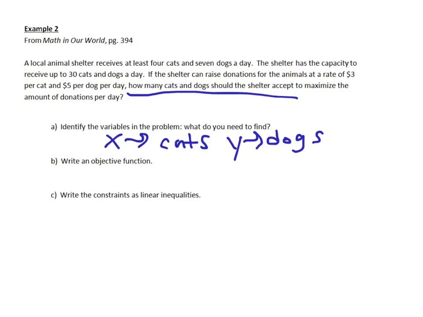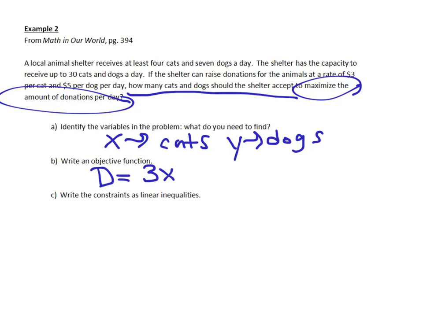Part B, we need to write an objective function. So in this problem, we're trying to maximize the amount of donations per day, so that is our objective. So I'll write a function for the value in dollars of the donations. I need something in terms of X and Y, and if I look back a sentence, it tells me the shelter can raise $3 per cat and $5 per dog. So 3 times the number of cats plus 5 times the number of dogs will give me the total number of dollars of donations.